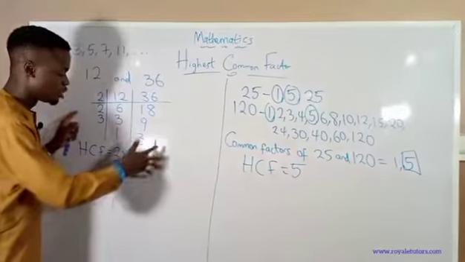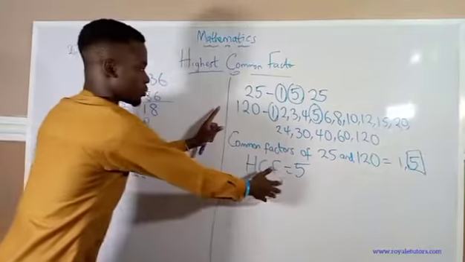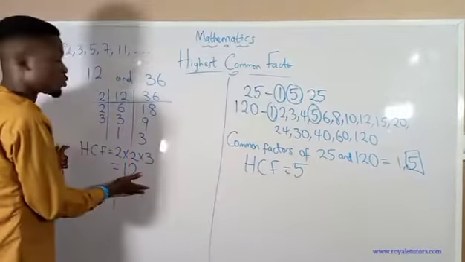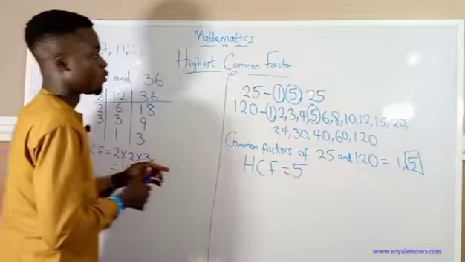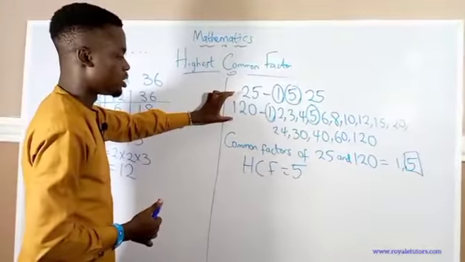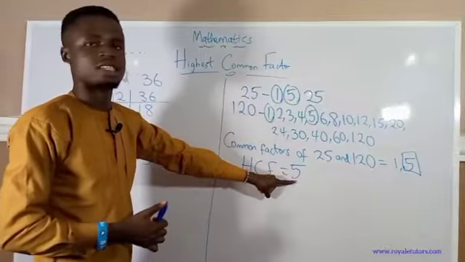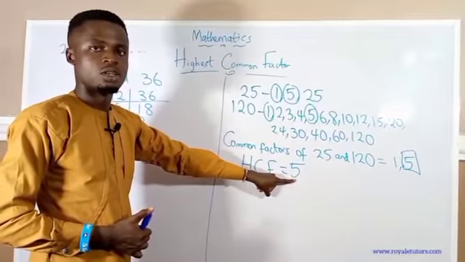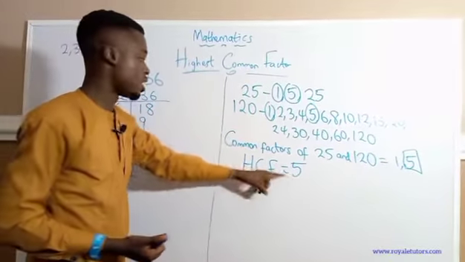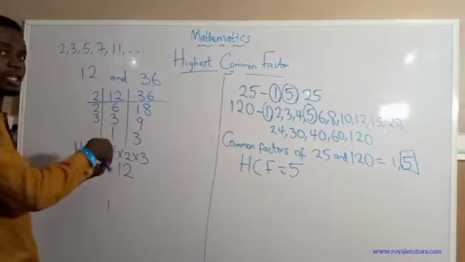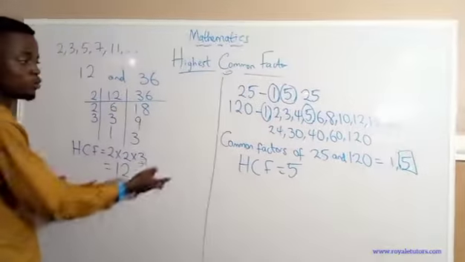So I would like you to use this method for this question. That is, use this method to find the highest common factor for 25 and 120. If you are able to get this answer, then you understand what I'm talking about. If you are unable to get the answer, you can watch the video again and check the way I've done this, then you'll be able to get it.